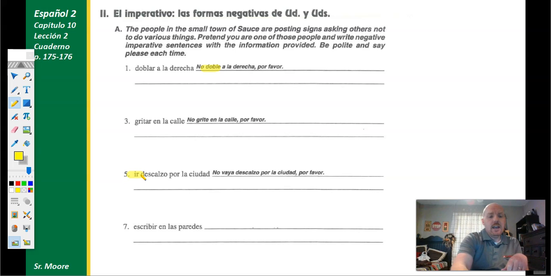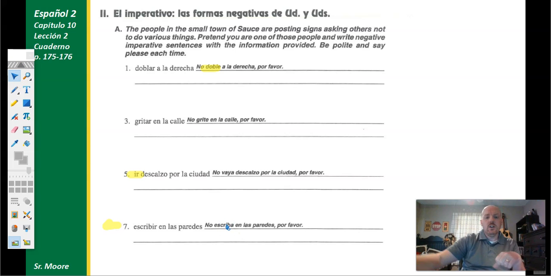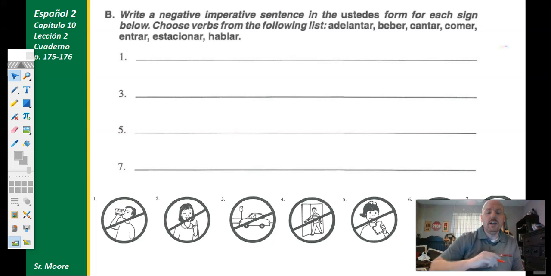Número 7, escribir en las paredes, to write on the walls. The answer that you should have for número 7 is no escriba en las paredes, por favor. Do not write on the walls, please. And make sure that you've got any corrections marked in red there so that you know why you missed what you missed. And if you don't understand it, that's one of the things that you should ask about when we're together again. Let's move on to our next homework slide.